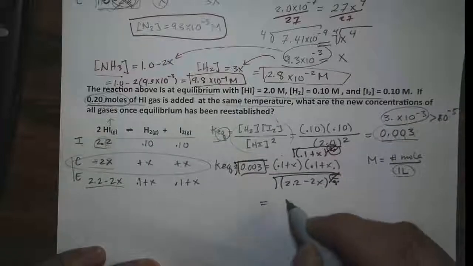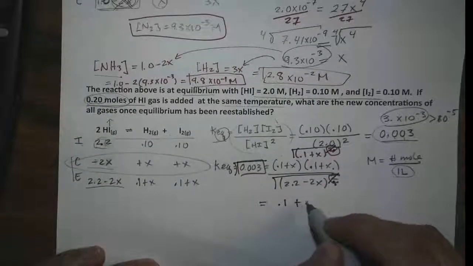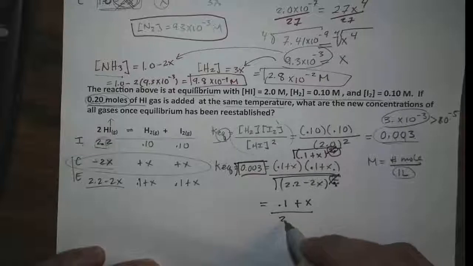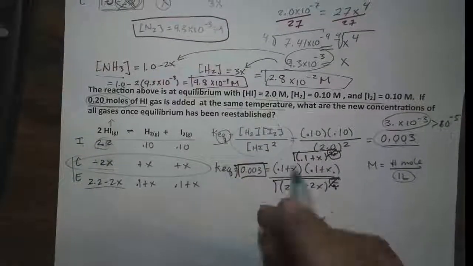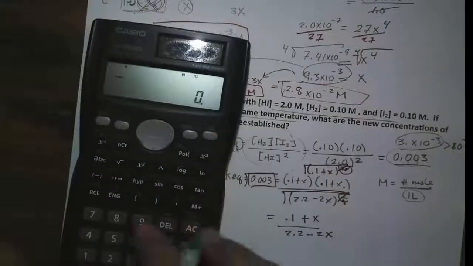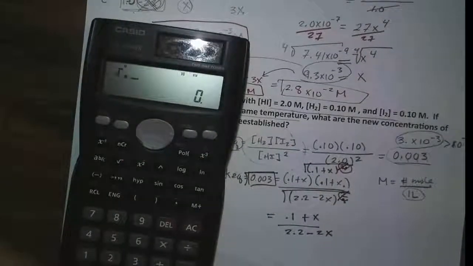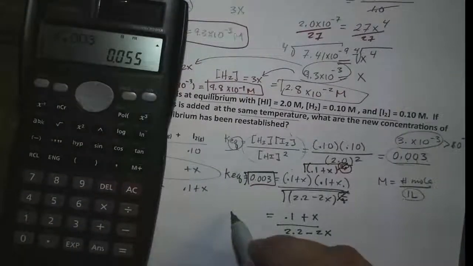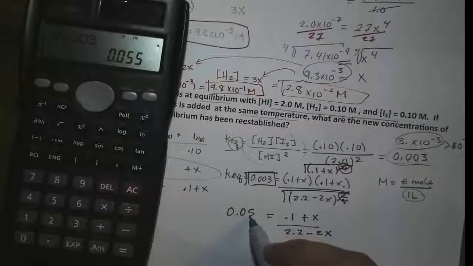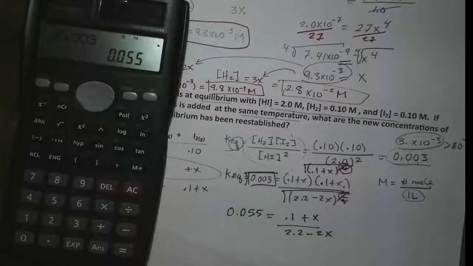So what we have here is going to be 0.1 plus x over 2.2 minus 2x. But we have to square root that. So what do we have to do? Square root 0.003, and that gives us an answer of 0.055. There you go. Now we don't have the second power anymore, so it's a lot easier, right? And the rest is just basically solving for x. Hopefully you have the algebra skill to do it.